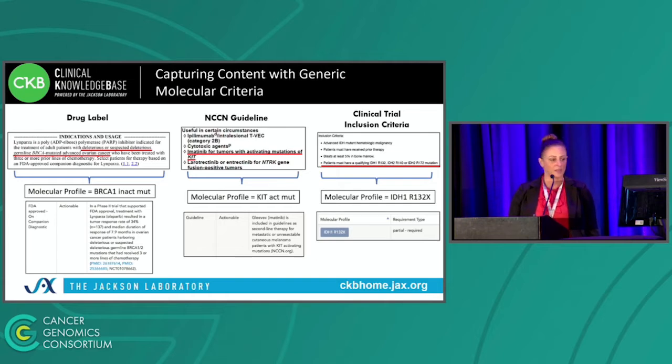In the case of guidelines, this example shows melanoma and lists imatinib for patients with activating mutations of KIT. So in this case, a molecular profile of KIT act mute is used. In an example of a clinical trial, if we look at this inclusion criteria, it indicates that patients must have a qualifying mutation in IDH1 R132 or two different IDH2 mutations. So in this case, we use a molecular profile of IDH1 R132X.